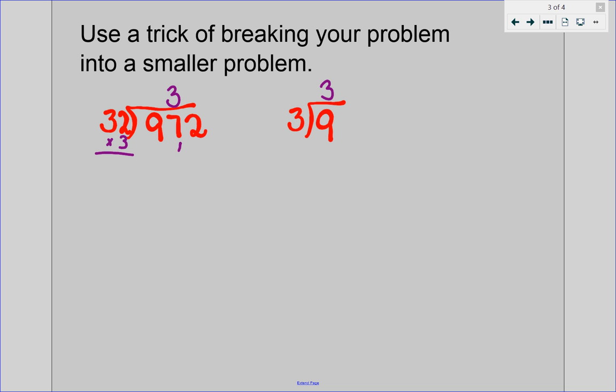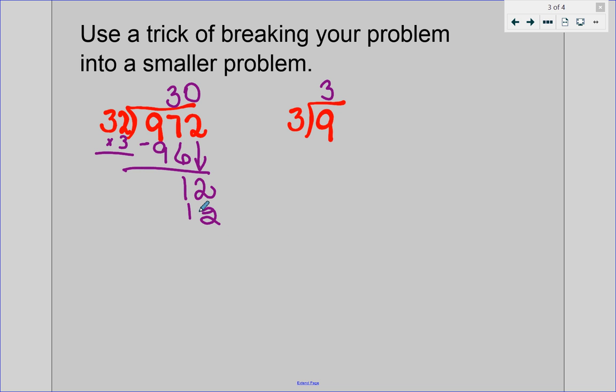3 times 2 is 6. 3 times 3 is 9. Subtract. 1 left over. Bring the next digit down. Well, now this is easy because I know that I cannot get any groups of 32 out of 12. No 32s out of 12, so put that 0 up there.